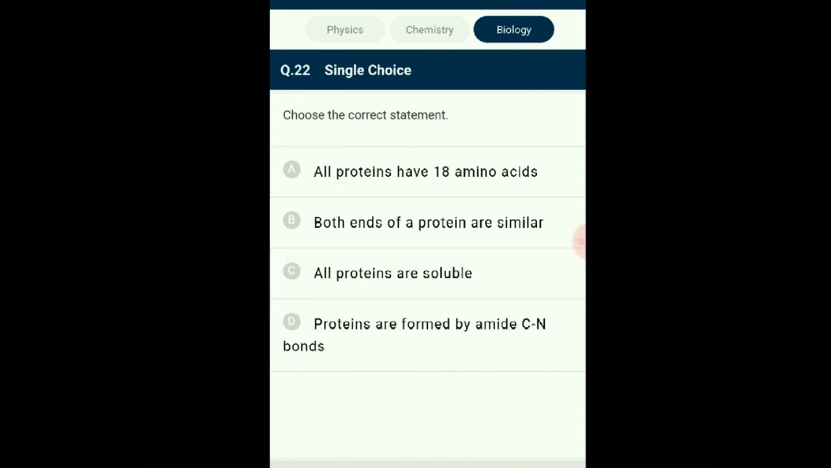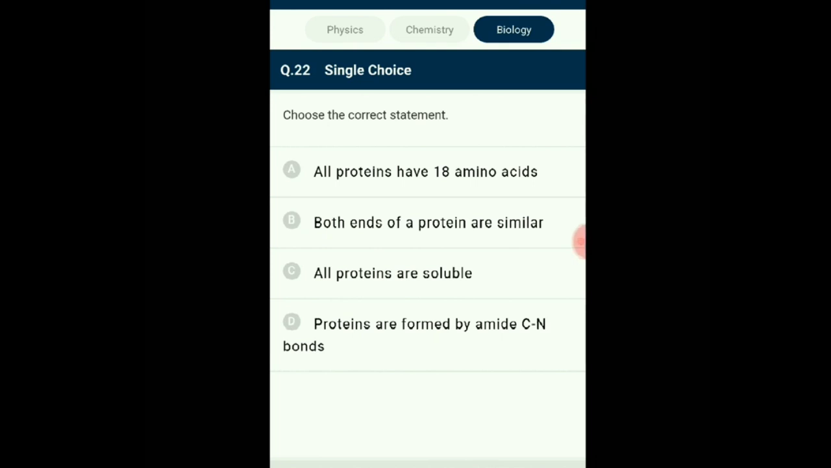Question number 22. Choose the correct statement. 22 amino acids are naturally incorporated into polypeptides and are called proteinogenic or natural amino acids. Of these, 20 are encoded by the universal genetic code. The remaining 2, selenocysteine and pyrrolysine, are incorporated into proteins by unique synthetic mechanisms.